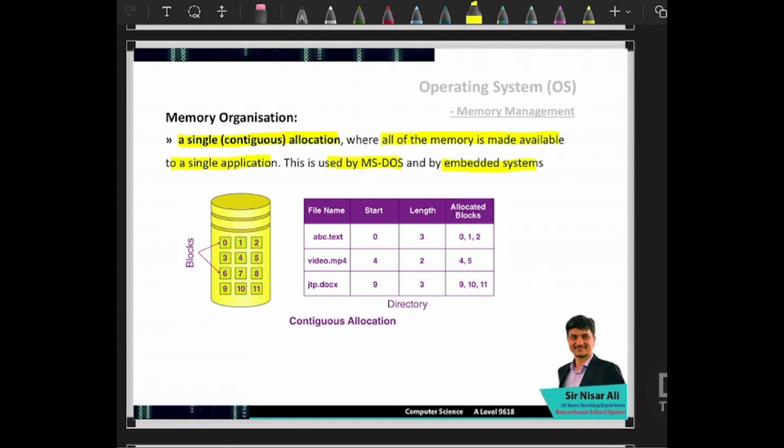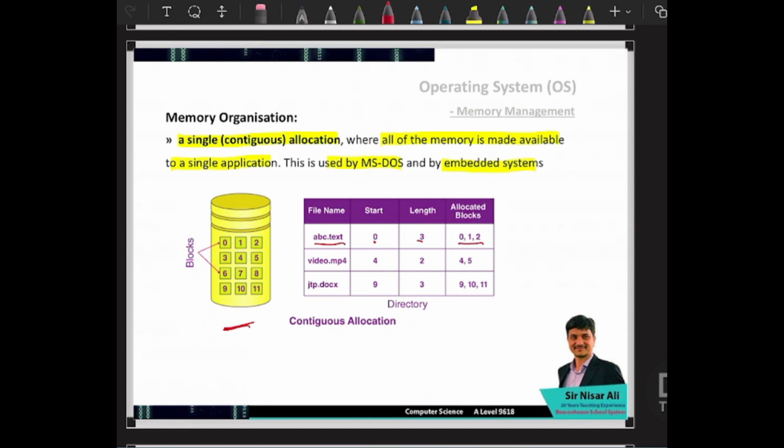Like in this example, if you see here, these are the blocks of the memory: 0, 1, 2, 3, 4, 5, 6, 7, 8, 9, 10. Like a file abc.txt is allocated memory, so it will have the memory from 0 to 3. So 0, 1, 2, these blocks are allocated to it, and this is the complete need of this file or this process or program.